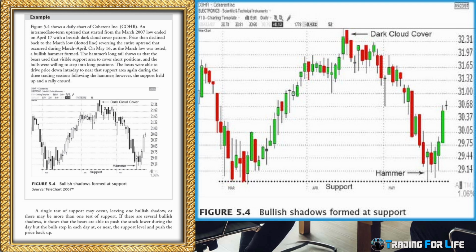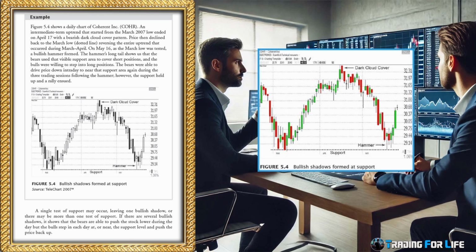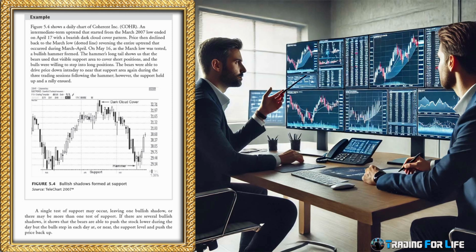The hammer's long tail shows us that the bears used that visible support area to cover short positions, and the bulls were willing to step into long positions. The bears were able to drive price down intraday to near that support area again during the 3 trading sessions following the hammer. However, the support held up and a rally ensued.